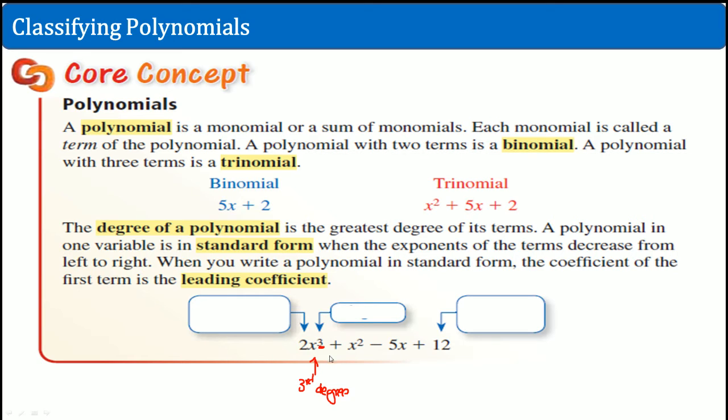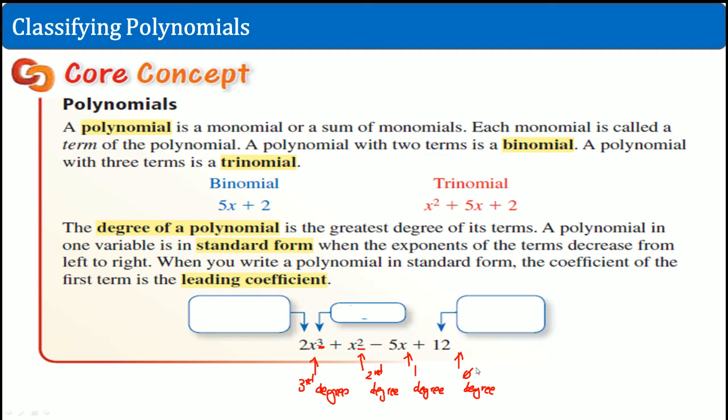Then you're going to see how it becomes the second degree. Second degree. Here becomes the first degree. And here becomes 0 degree because again it is referred to as the constant.